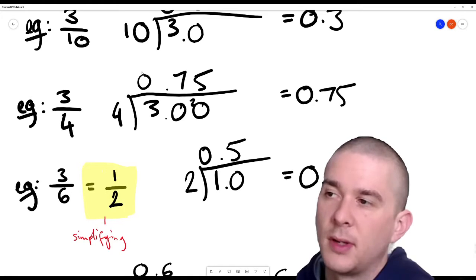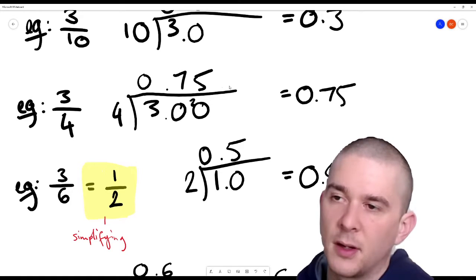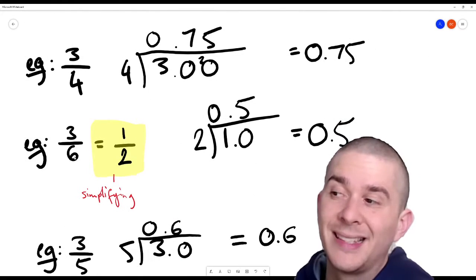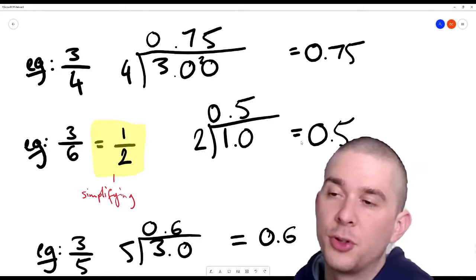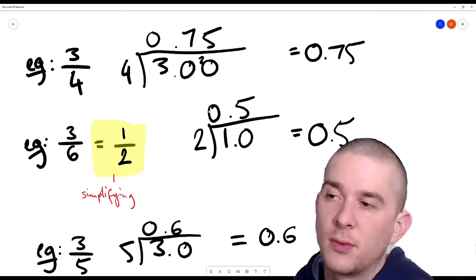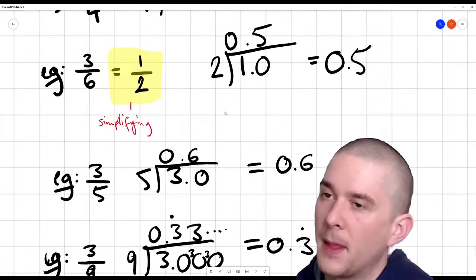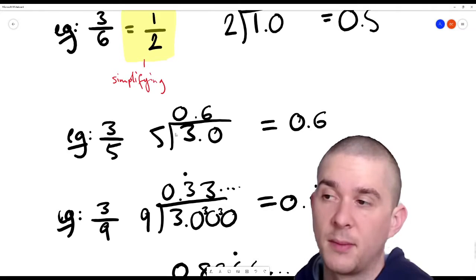All right, 3/4, 3 divided by 4. 4 goes into 3 0 times, put our decimal points. 4 goes into 30 7 times, that's 28 with a remainder of 2. 4 goes into 20 5 times. We are done. 0.75 is 3/4. 3/6. This one we can simplify. It comes out as 1/2. You should know that 0.5, but I did it just for fun. 2 goes into 1 0 times. Put our decimal places. 2 goes into 10 5 times. So 0.5.